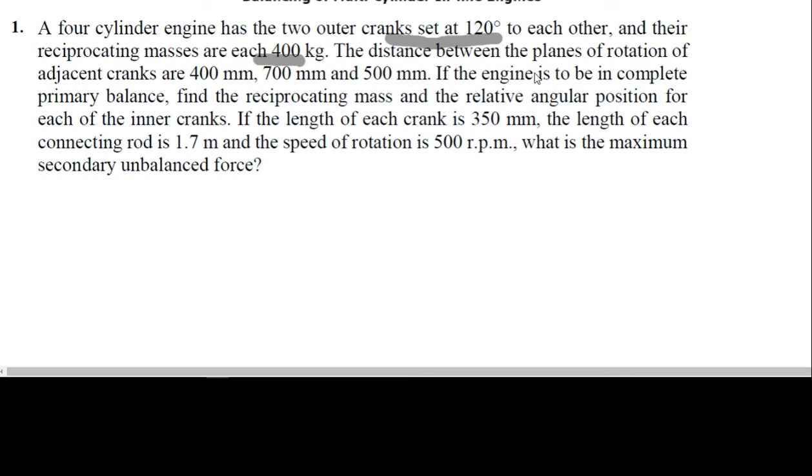And if the engine is to be in complete primary balance, find the reciprocating mass and the relative angular position of each of the inner cranks. That means if we order it from 1, 2, 3, 4, then we have to find 2 and 3 masses and their angular position. And the length of each crank, that is radius, is given as 350 mm, the length of connecting rod is given as L equal to 1.7 meters, and N is 500 RPM. And we also have to find out the secondary mass.